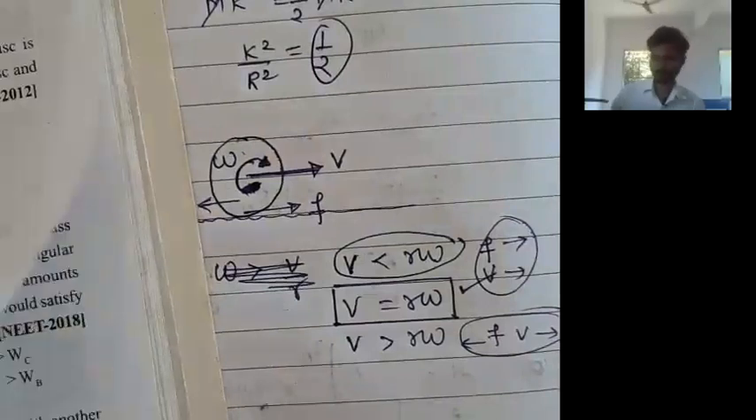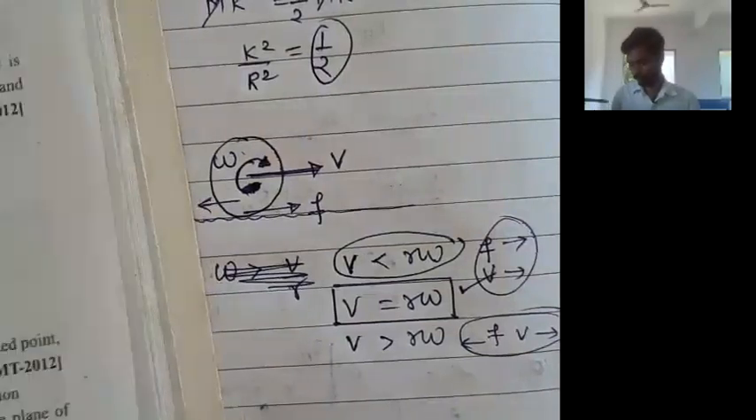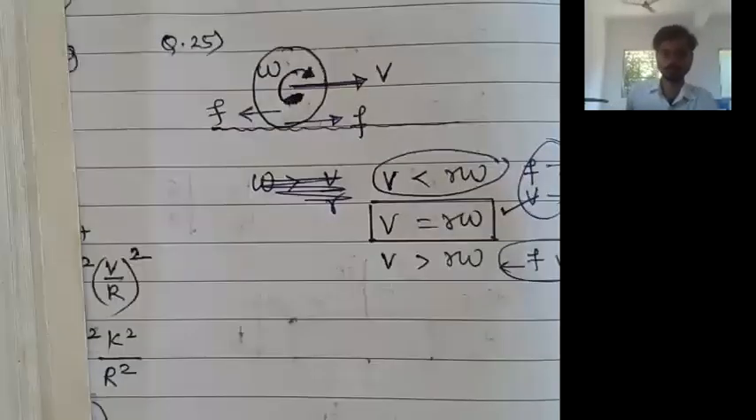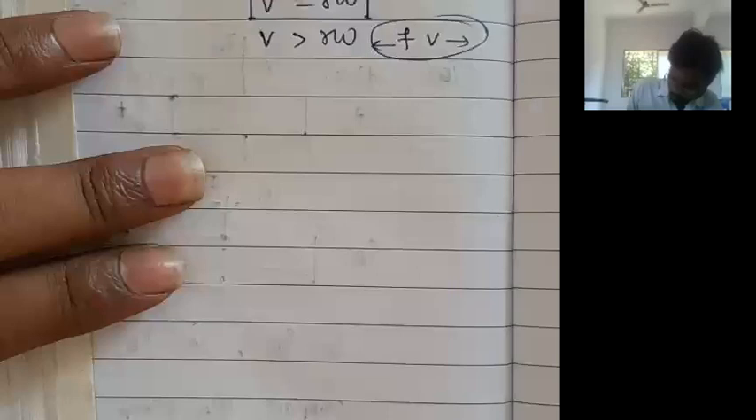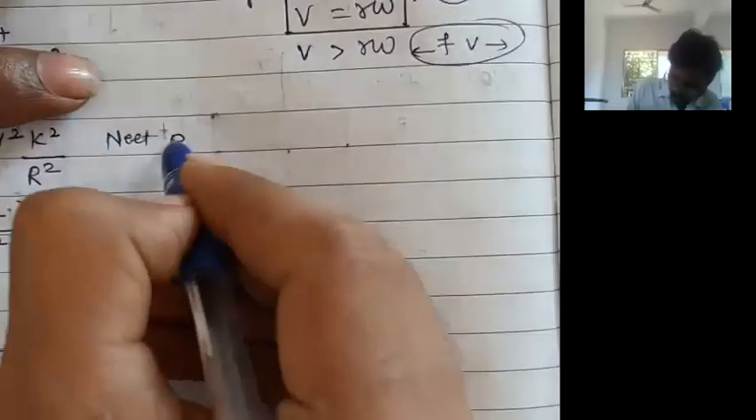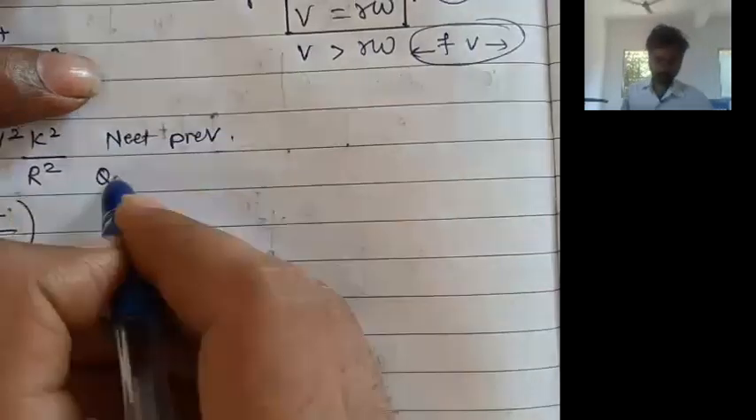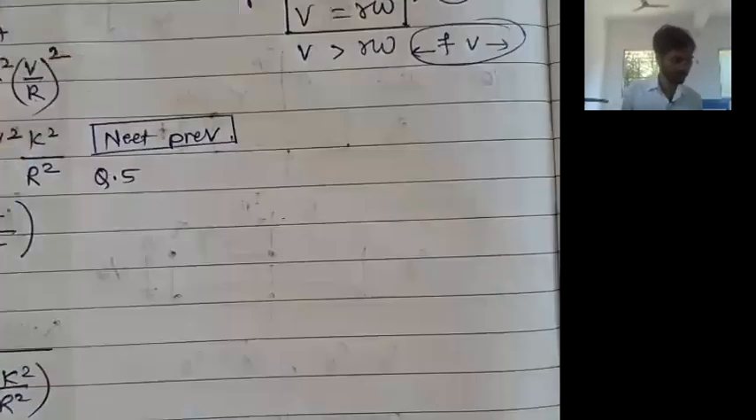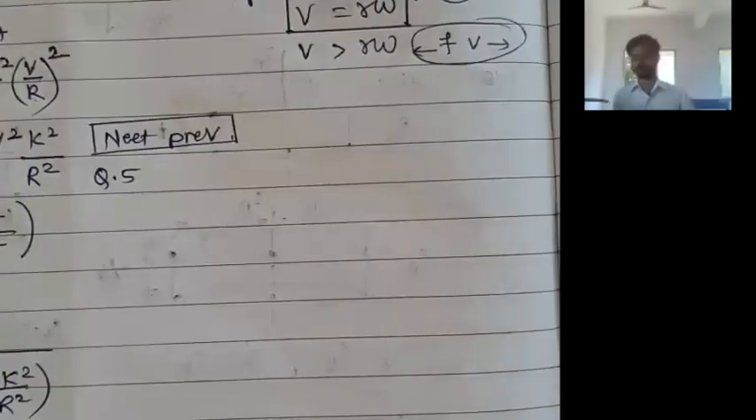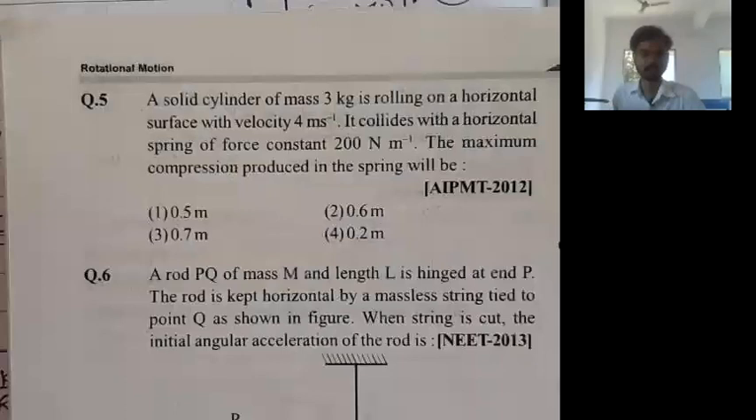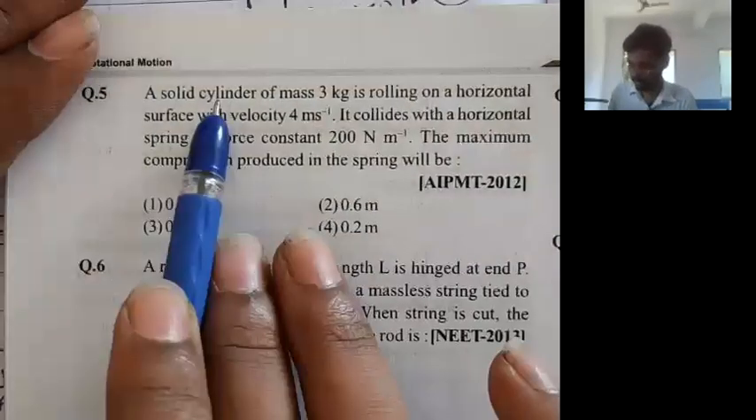Okay, so exercise number 4, the previous year questions. Let's solve. Question number 5. Let us see what is given in question number 5. Okay, here it is. Let us read it. A solid cylinder of mass 3 kg. So what is given? Solid cylinder, mass 3 kg.